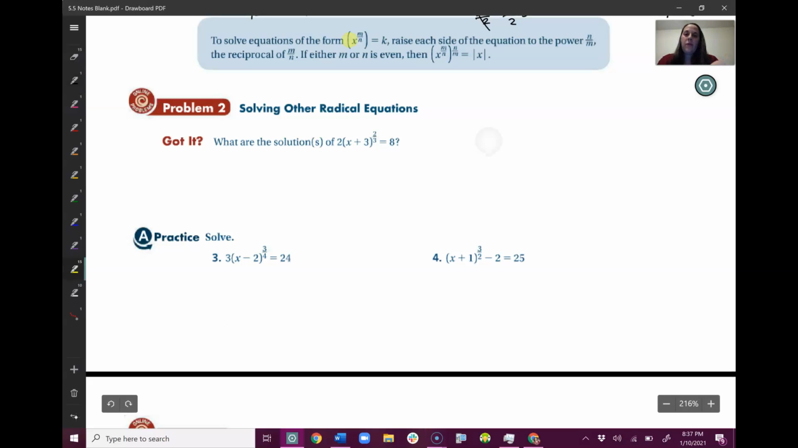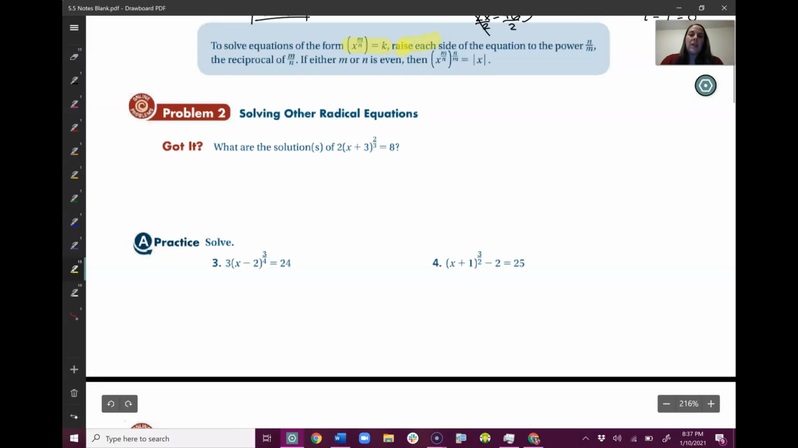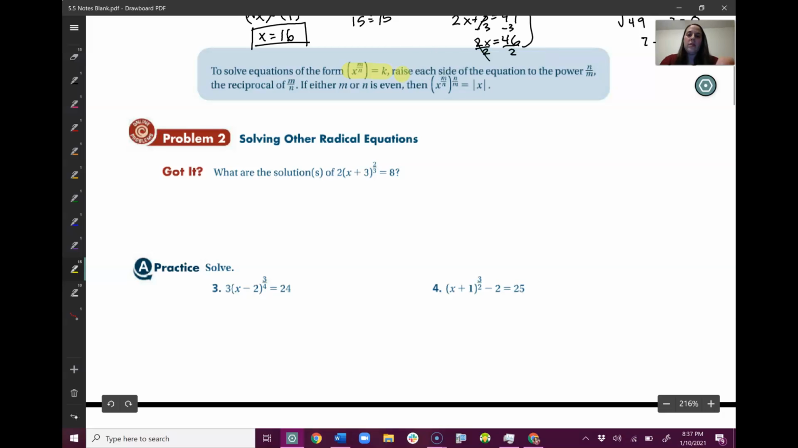Here it talks about if we have x to the m over n, we just need to raise each side to the power n over m. So essentially you're just going to take your fraction. You know how when we had a square, we would square root it? Well, now instead of that, we're just going to take it to the root of the reciprocal. So basically just flip the fraction.